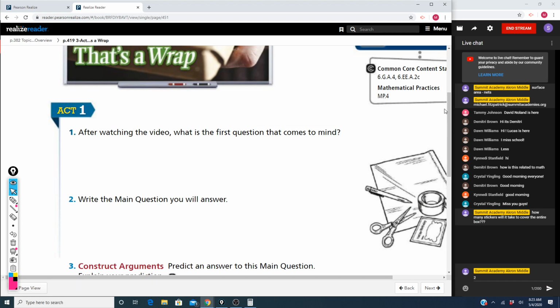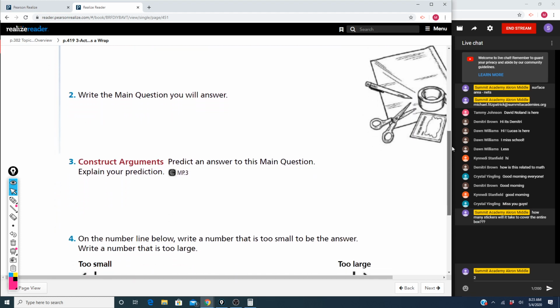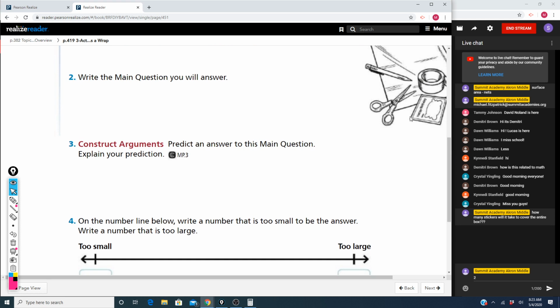When you scroll down here, you want to construct a little bit of an argument to predict an answer to this main question. What do you think is the issue you have right here? You only saw this one time.